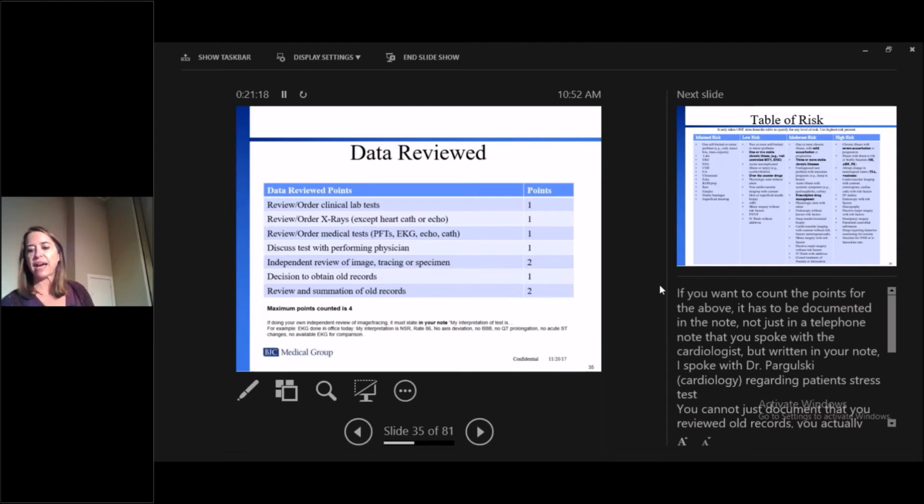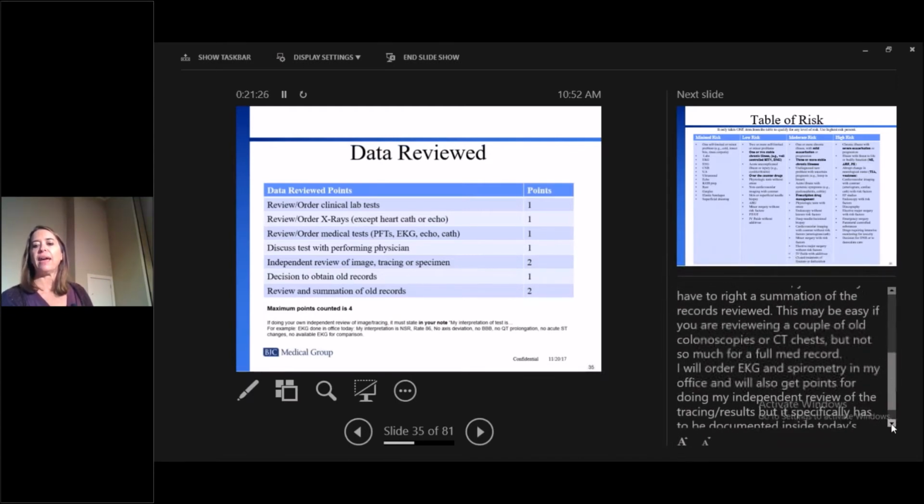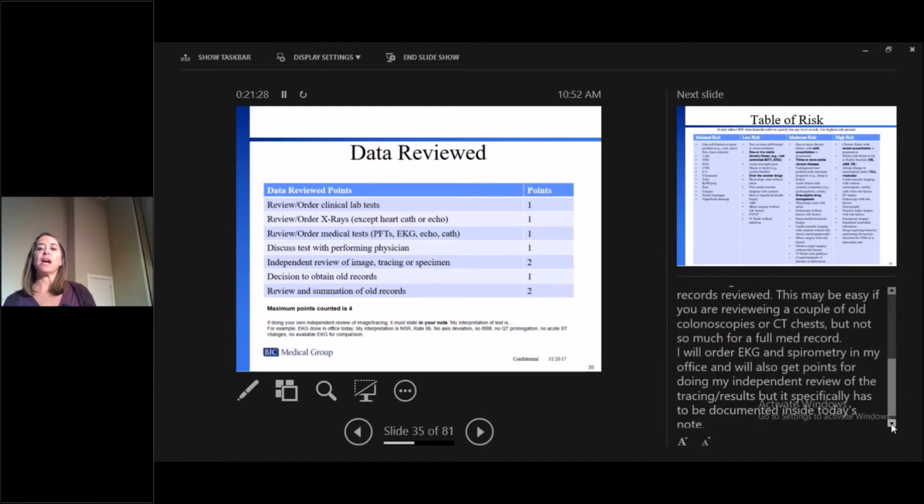You cannot just document that you reviewed old records. You actually have to write a summation of the records reviewed. And this may be easy if you're reviewing a couple of colonoscopies or a couple of CT chests, not so much for that full medical record that we're usually getting, okay, when somebody comes to us as a new person. Because like I said, you cannot just write reviewed records, okay? You're gonna have to write out the summation for it.